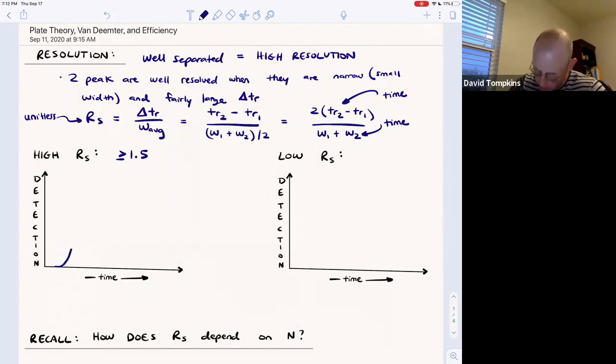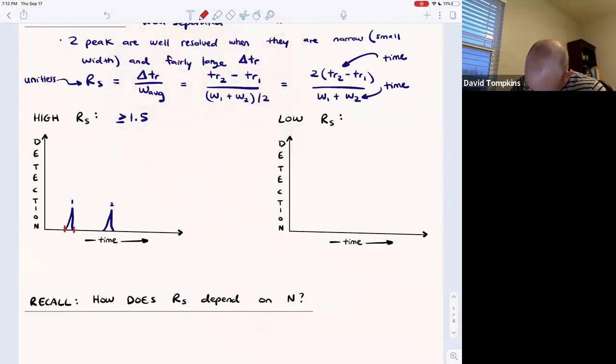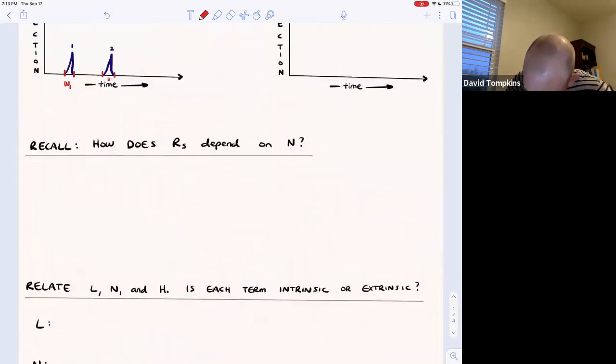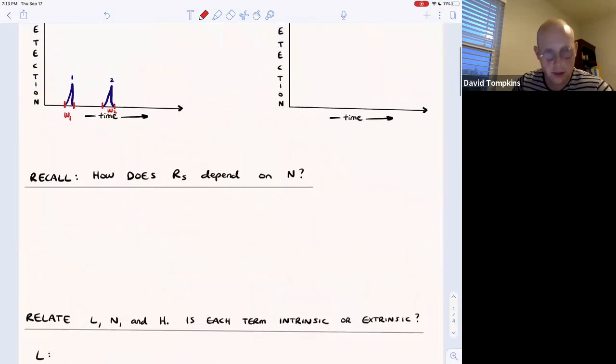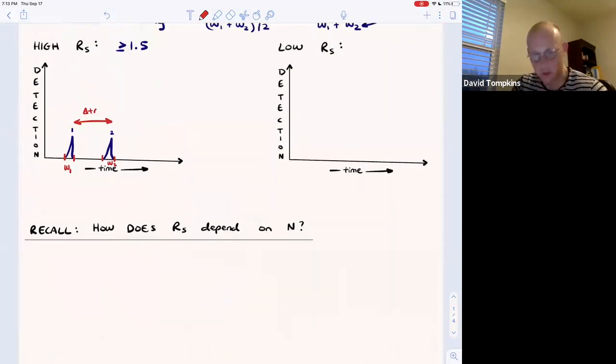So if you have two peaks that are quite narrow and well resolved, this is compound 1 and this is compound 2. The width at the base is width 1 here and width 2 given there. Delta TR is the maximum of peak 2 minus peak 1. So those two compounds we would say are well resolved.